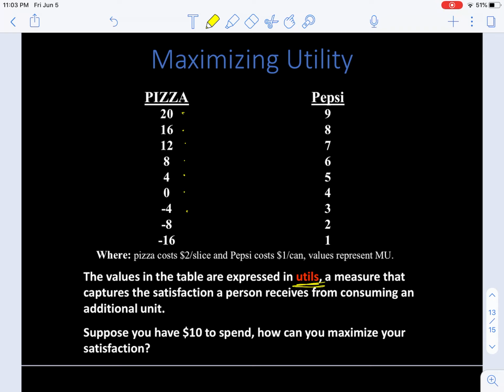So that's a little indigestion, or heartburn, and of course -8, -16. It just gets worse from there if you continue eating. So that's what's going on. These are marginal utility numbers from pizza.